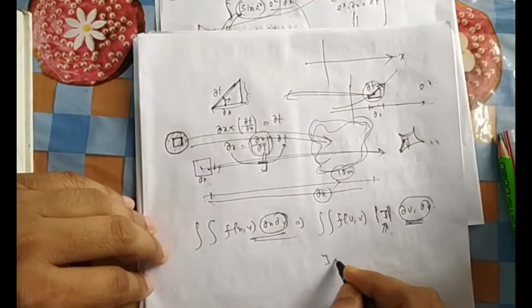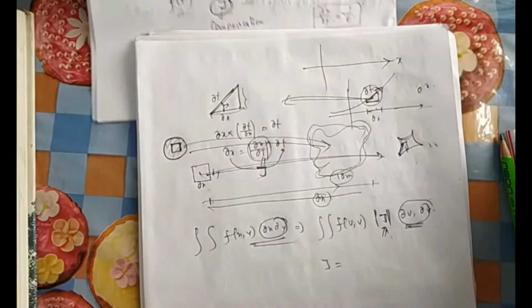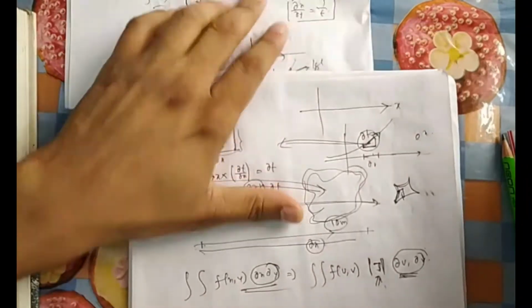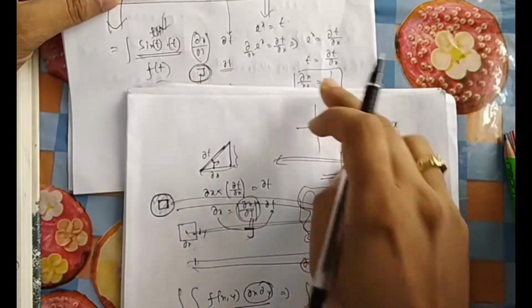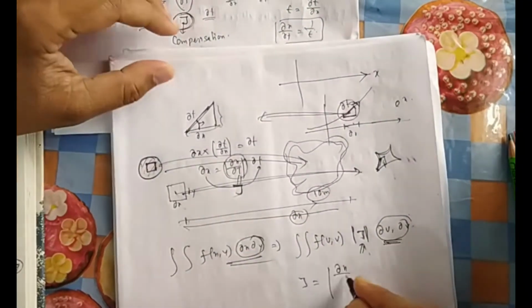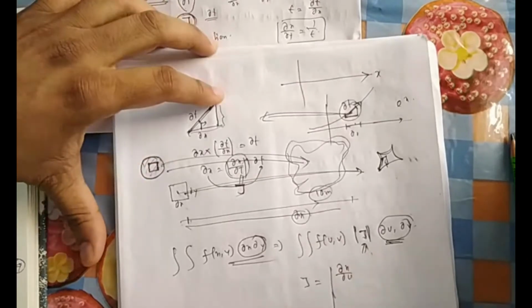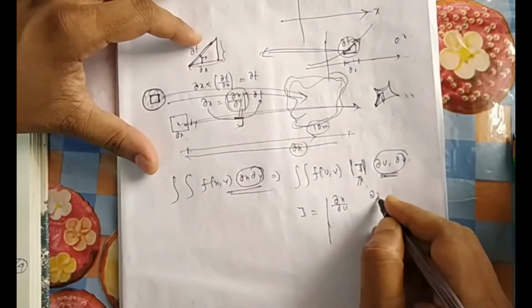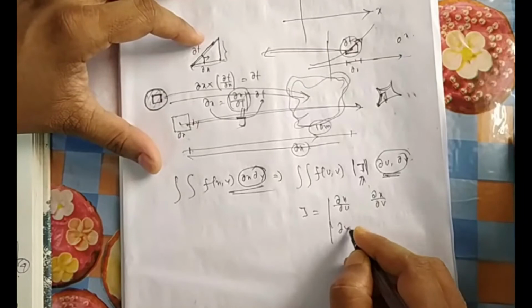So what is J? J is nothing but this one. What we assumed in single variable in class 12 was dx by dt. So you are going from x to u, v, so it will be dx by du. This was good for our school days, single dimension. For 2 dimensions, it will be del(x, y) by del(u, v). That's it.